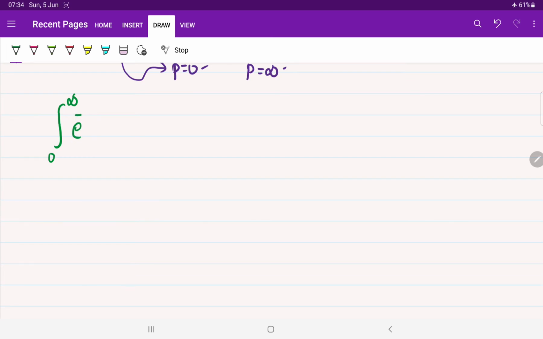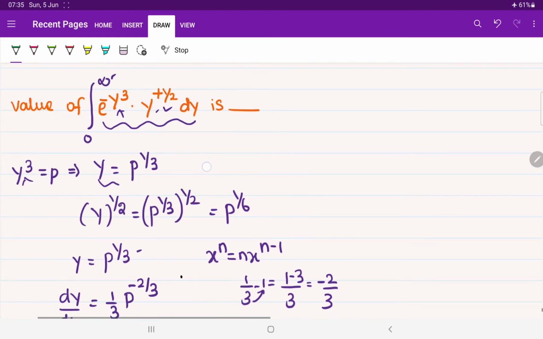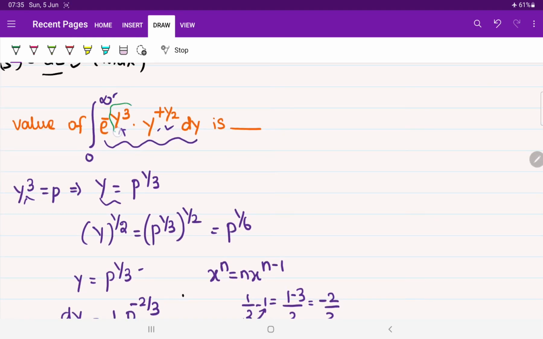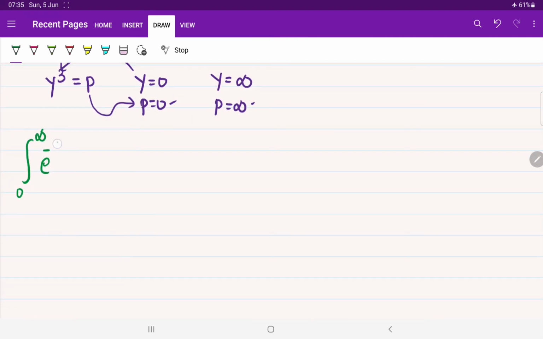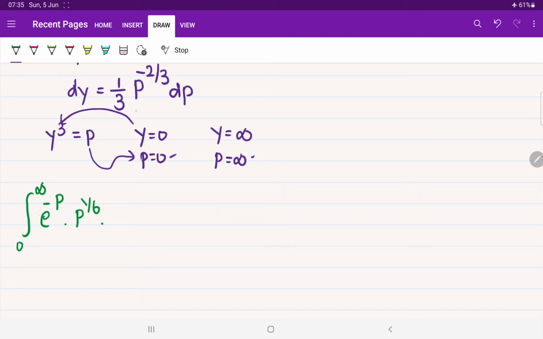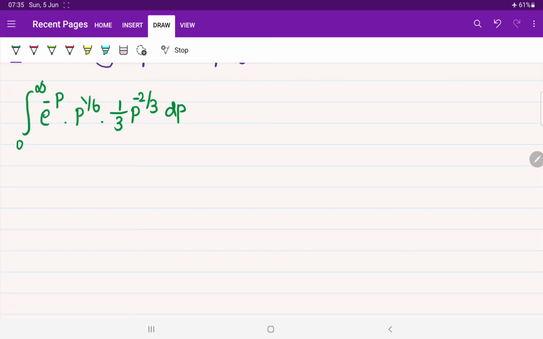E power minus y cube is going to be replaced by p now. Simply see there, e power, I am replacing this y cube by p, and this y power 1 by 2 will be replaced by p power 1 by 6. So we have e power minus p, dot p power 1 by 6, dot dy, which is going to be replaced by 1 by 3 p power minus 2 by 3 into dp. Okay, sir. We are getting some value here.